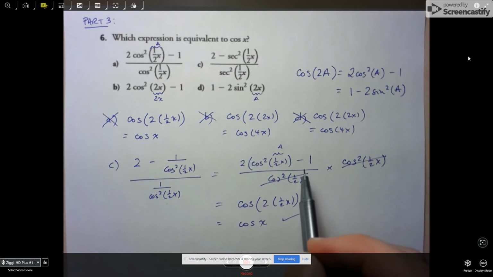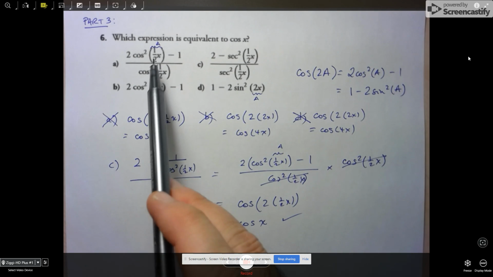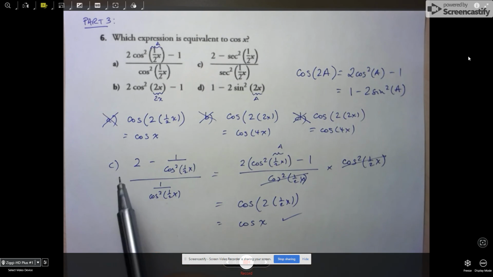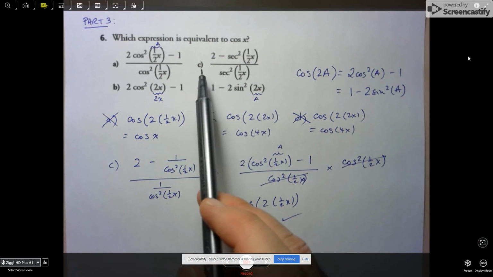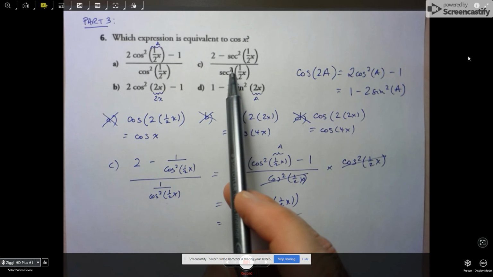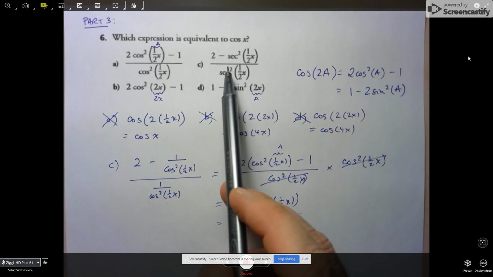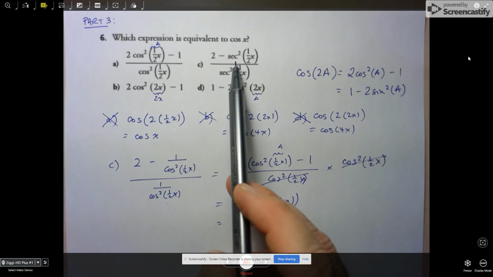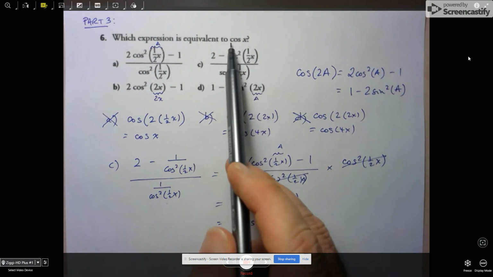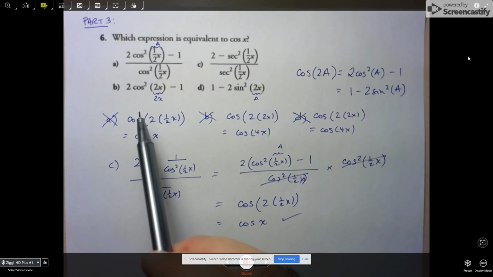Just to recap, step one was to notice the relationship between these three and the cosine double angle formula. The other thing was to realize that almost every time you're working with secant, cosecant, cotangent, and tangent, it's often a good idea to turn that into sine and cosine, especially if what you're trying to prove it's equal to contains a sine or a cosine.